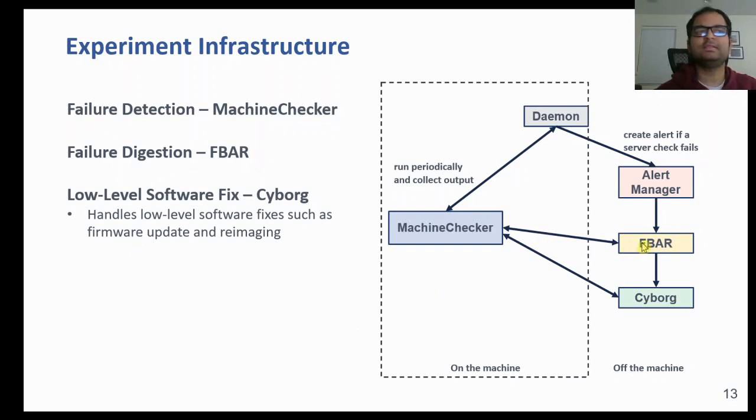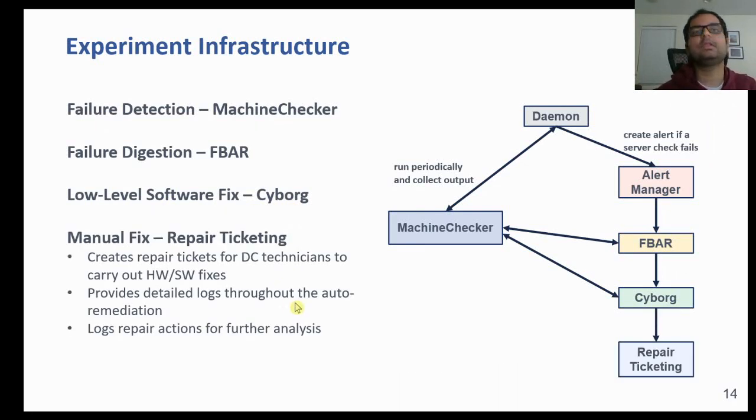If this does not fix the machine, then we try to do a low-level software fix with a block called Cyborg. This tries to do firmware upgrades or re-imaging of the machine to see if the machine comes back alive because of these fixes. If this does not fix the machine, then we go ahead and create a manual repair ticket. When the repair ticket is created, the data center technicians try to carry out hardware and software fixes. In addition, we also log the repair actions for further analysis to understand the effectiveness of repair actions.